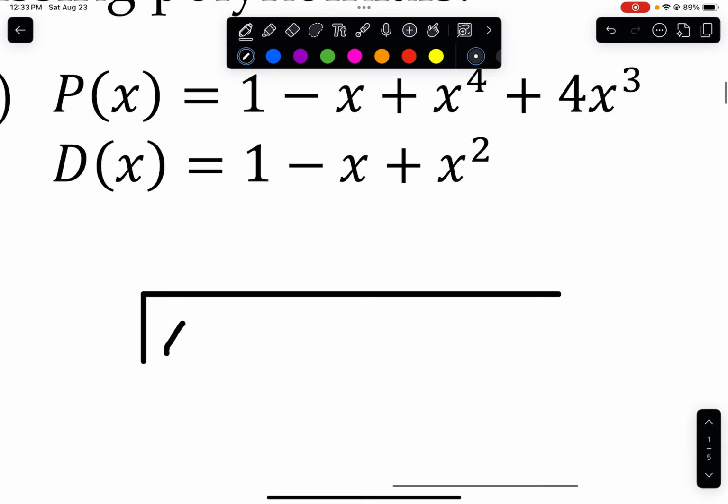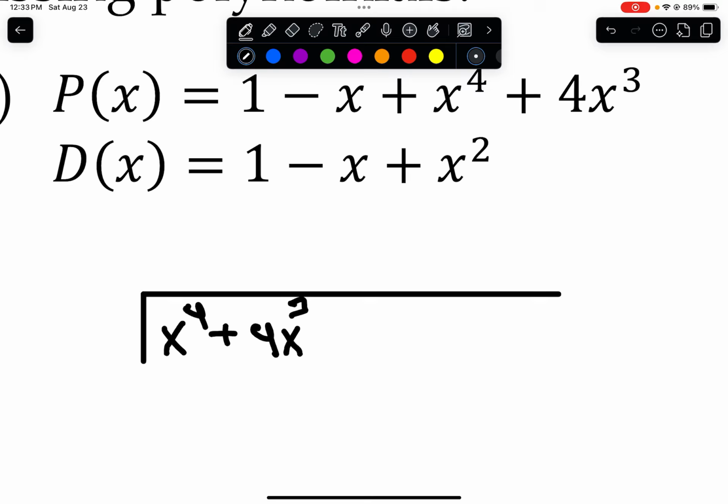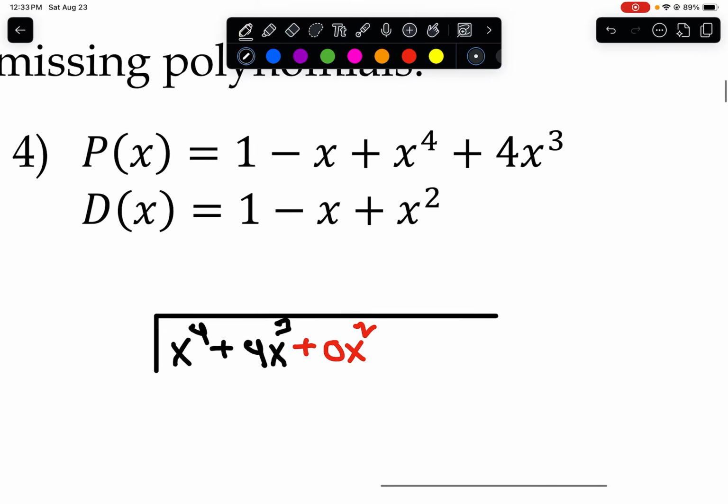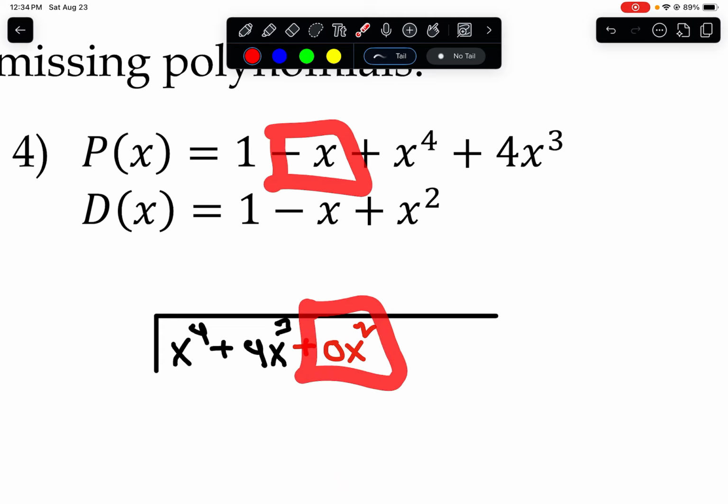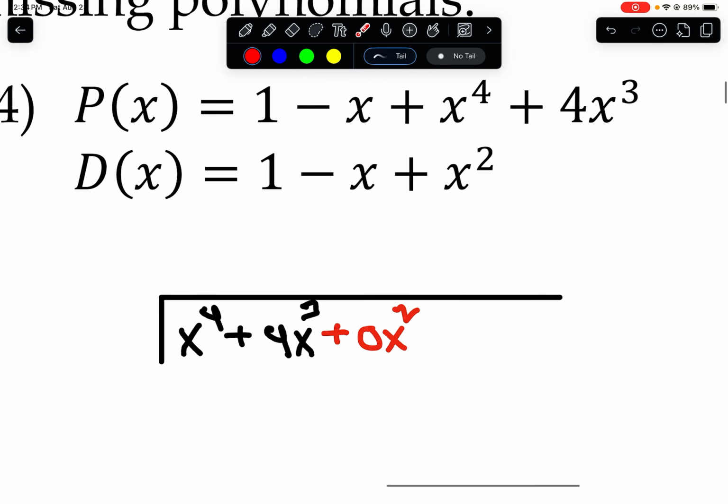Okay, so this is going to be x to the 4th plus 4x cubed. And because I don't have that squared term, I need to include a placeholder, 0x squared. So I guess my last attempt wasn't in vain, because you can see that if I were to try that subtraction on this step, I was trying to compare an x value with a squared value, and when I try to combine those, it doesn't work. Still, I'm so sorry.